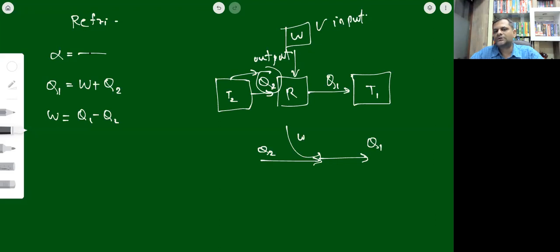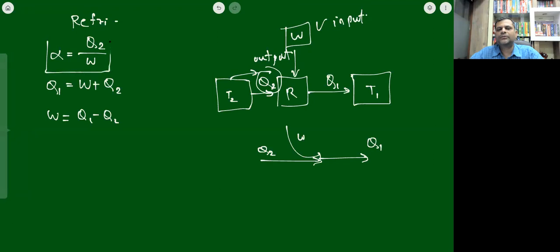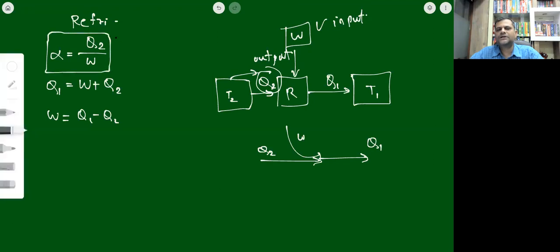So therefore we can say that this output is Q2 here and input is going to be W here. So therefore the formula for efficiency or coefficient of performance in case of the refrigerator is simply Q2 upon W. But since W is going to be Q1 minus Q2, we can say alpha can be written as Q2 upon Q1 minus Q2. And again we can just replace this Q1 and Q2 by T1 and T2, that is the temperatures of sink and system or source.